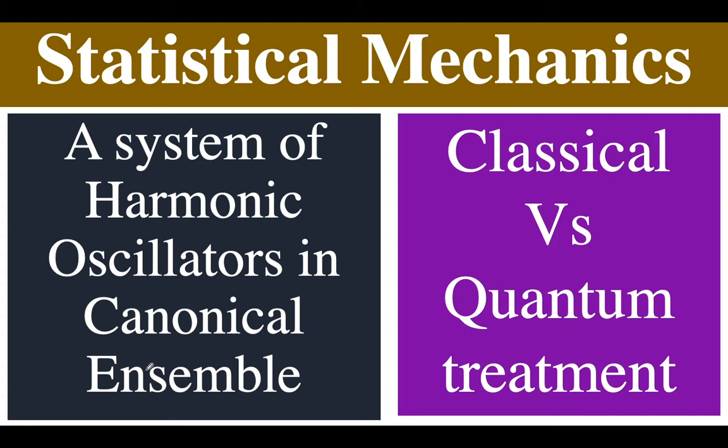So we will treat this harmonic oscillator problem by considering a system in the canonical ensemble that is acting as a harmonic oscillator. We will solve the classical as well as the quantum treatment, and at the end of this lecture you will completely understand the major difference between the classical and quantum treatment. So let's start our lecture. First we will solve the classical treatment.